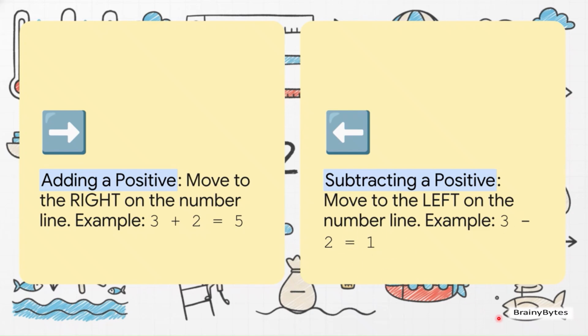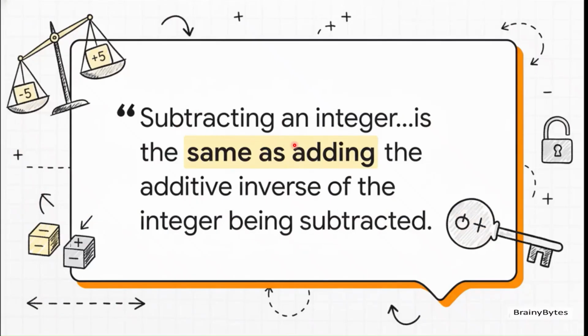Easy enough, right? But here's where the fun begins. What happens when you start subtracting negatives? Whoa. Okay, this quote looks super technical, I know, but it holds the secret code. Let's break it down. Additive inverse. That is just a super fancy way of saying the opposite number. So, the opposite of 5 is -5. The opposite of -10 is +10. That's all it means. And knowing that one little thing unlocks everything.